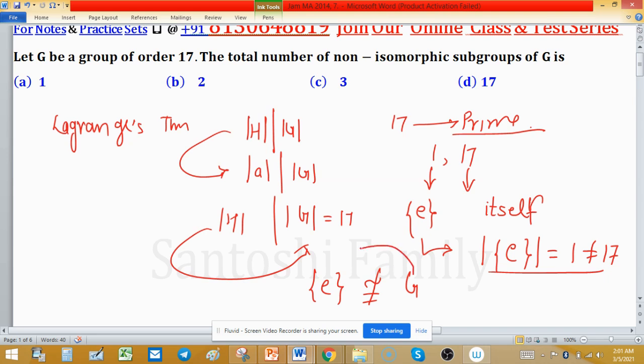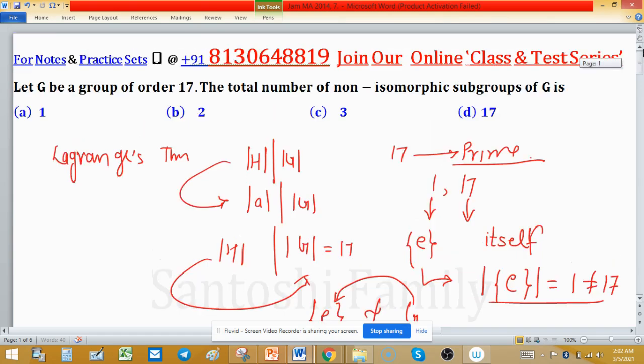So this one is not isomorphic to this, and this one is not isomorphic to this. So we have two non-isomorphic subgroups. Here this is asked, so option B is right.